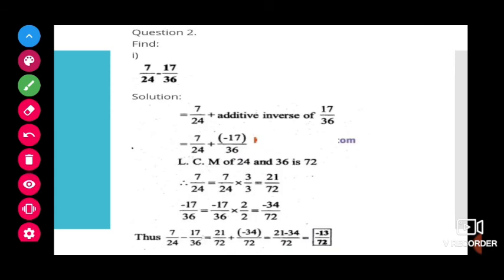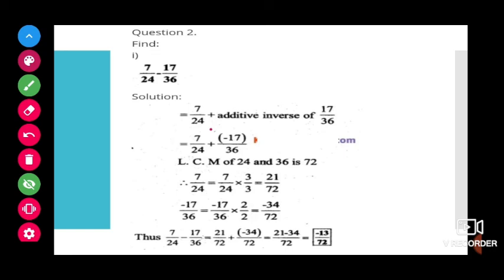Next one, subtraction, children. That is 7 by 24 minus 17 by 36. So 7 by 24 plus the additive inverse of 17 by 36, that is minus 17 by 36. Same addition like that only.